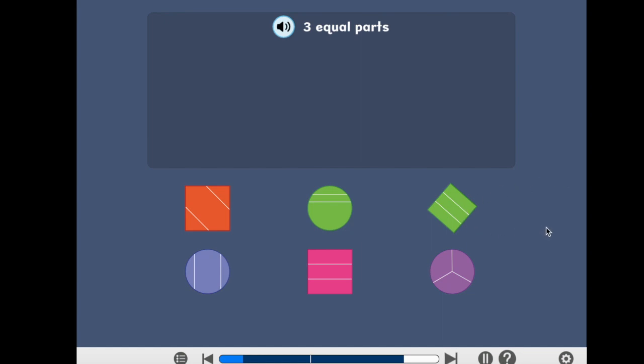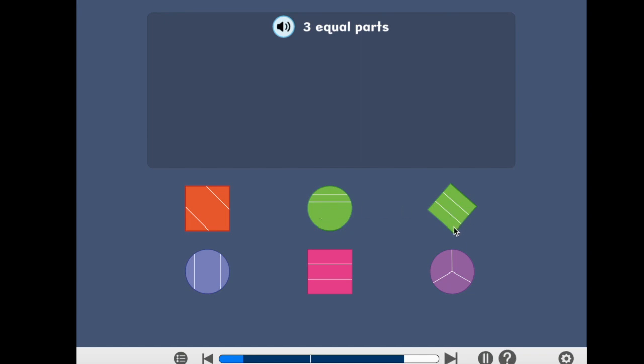Okay, here's what I came up with. I don't think this one shows thirds because these 2 pieces on the corners are smaller than this middle piece. That's not fair. They're not equal, so they can't be thirds. I feel the same way about this circle. That piece is much bigger, and since the parts aren't equal, it can't be thirds. Thirds are 3 equal parts.